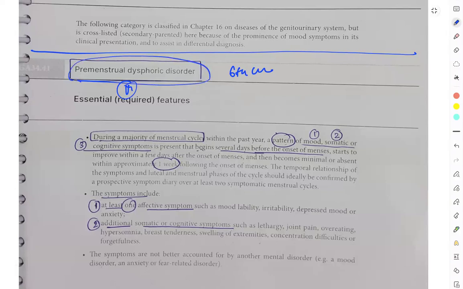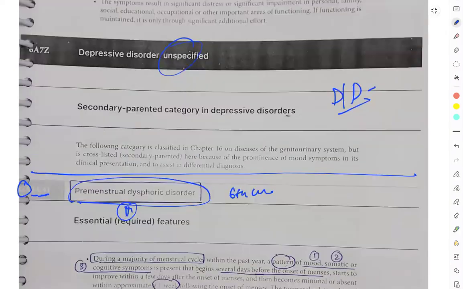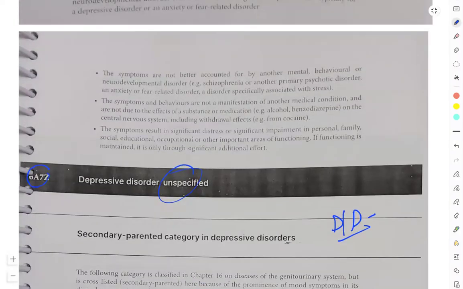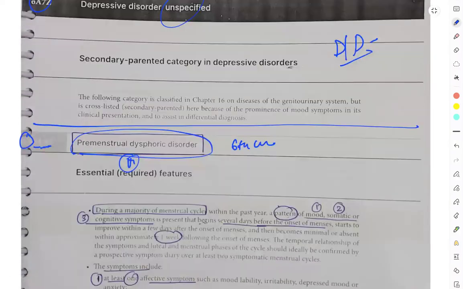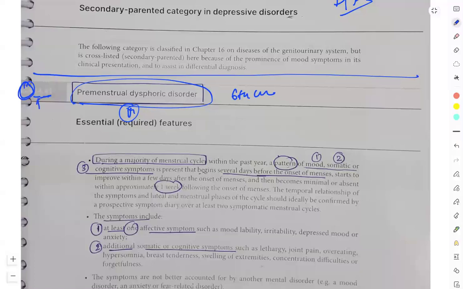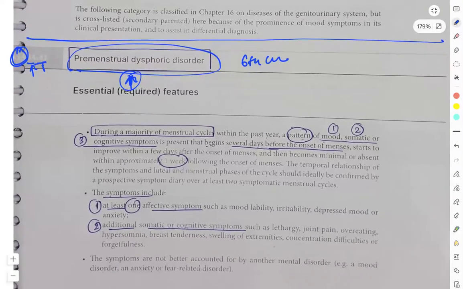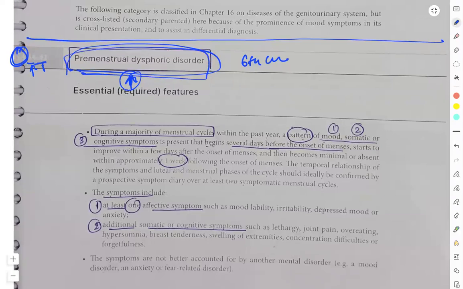Premenstrual dysphoric disorder comes under GA 34.41, which is different from the classification that we are discussing right now. We are actually discussing the classification 6A. It is GA 34.41, but they have included it so that we can understand, because this also comes under our treatment indications. So, premenstrual dysphoric disorder, what is it?